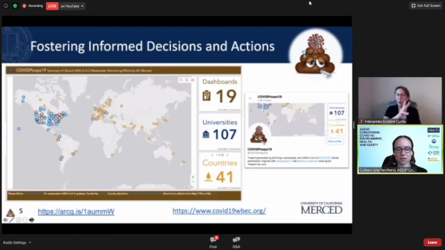And this is part of a larger COVID-19 wastewater-based epidemiology collaborative. The website's on the bottom right. And we also have a Twitter account at COVIDPoops19 if you want to follow that and learn more about SARS-CoV-2 and wastewater. So thank you for your time, and I look forward to questions.